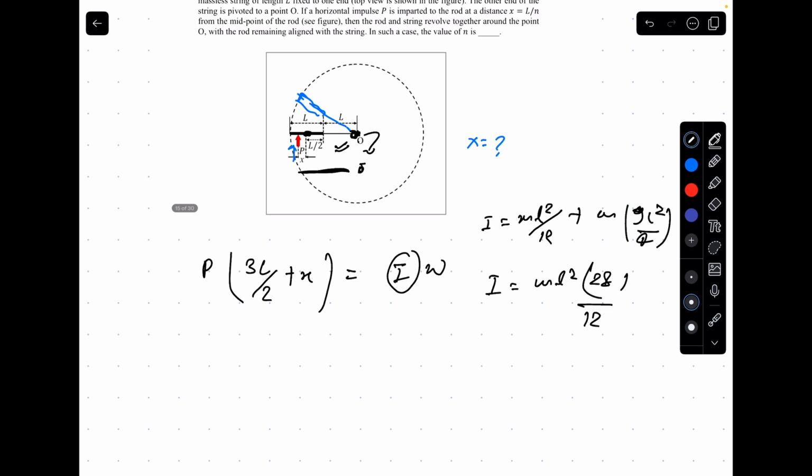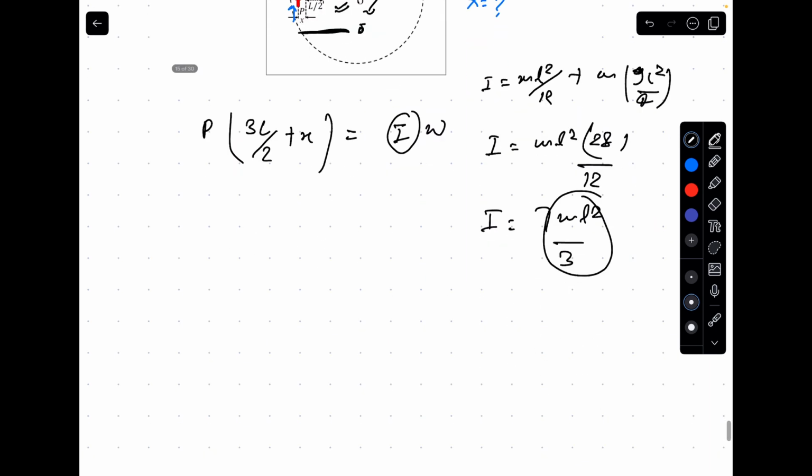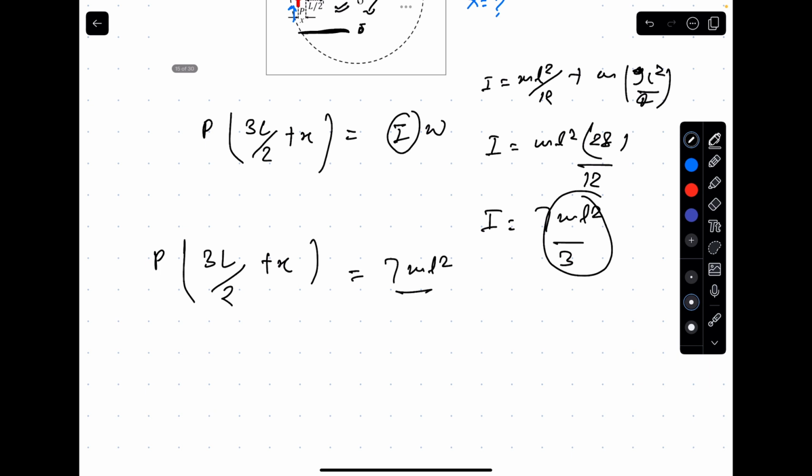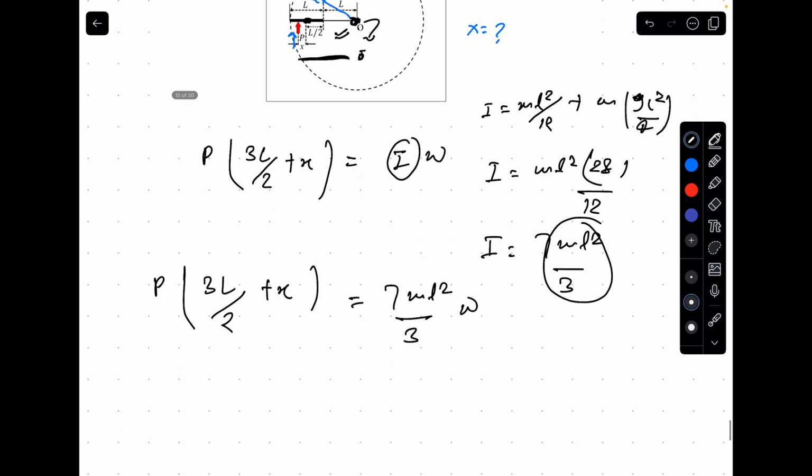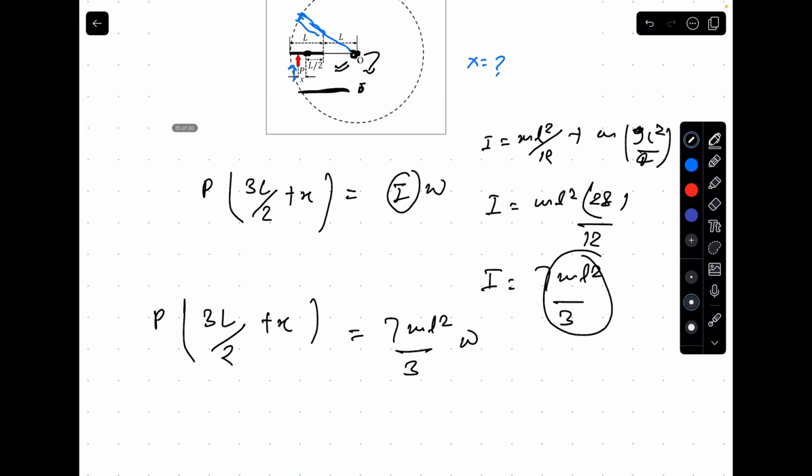Okay, so I is basically 7ml²/3. About this point, this is the I. So then can I say that P multiplied by 3L/2 multiplied by X is equal to 7ml²/3 multiplied by omega? This is when we are doing the calculation about the center point O. Now let's do the calculation about the center of mass.